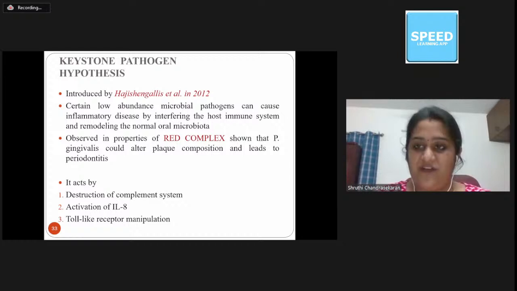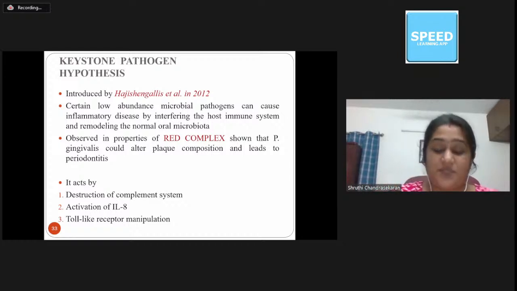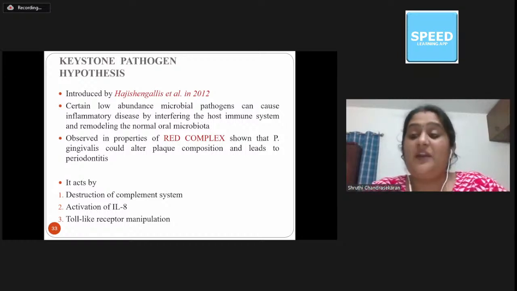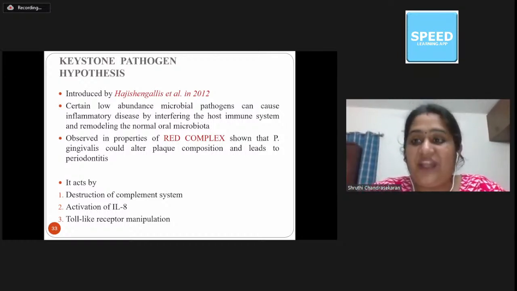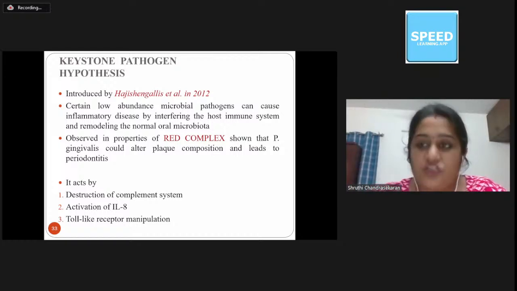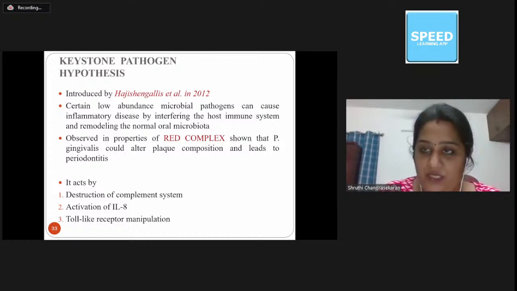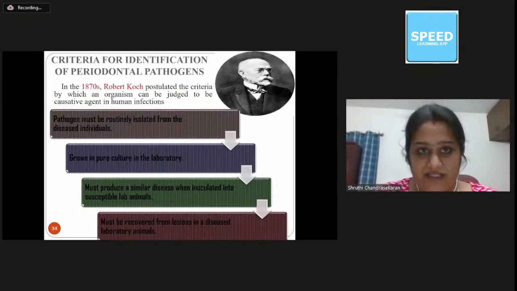So this P. gingivalis will act by three different mechanisms. The first mechanism is that it will interfere with or destroy the complement system. It will cause increased activation of interleukin 8, thereby increasing the inflammatory process, and will also manipulate the TLR receptors. I hope you remember the previous class. In TLR, there is a toll-like receptor. They are seen as the gate control receptors. They will only trigger the inflammatory process. So this P. gingivalis will go and crosstalk. That is, it will confuse the TLR receptors, thereby causing an immune dysregulation, thereby increasing the inflammatory diseases.